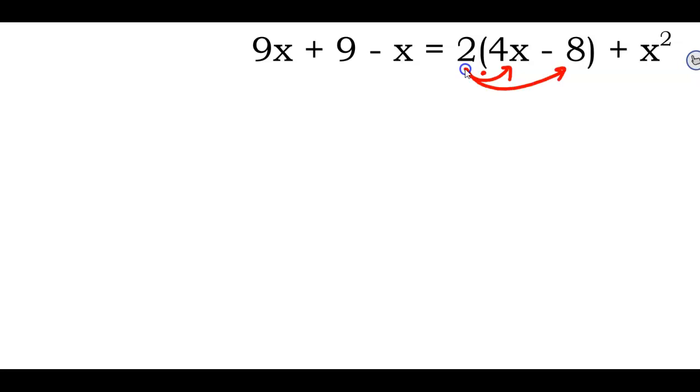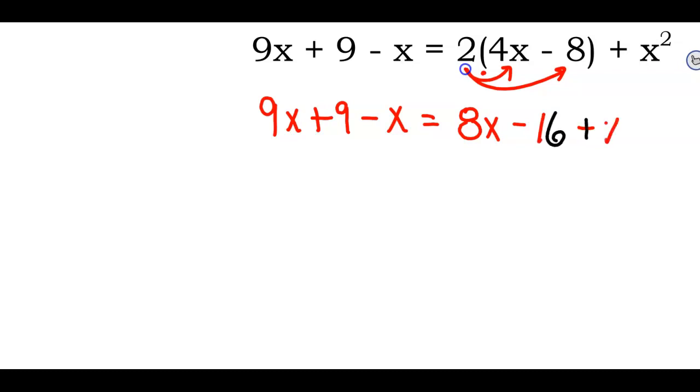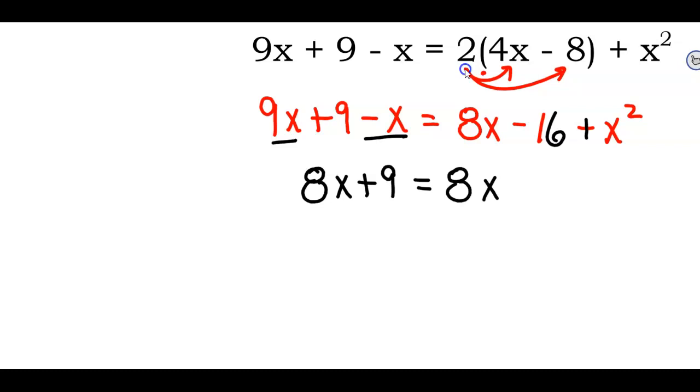On the left-hand side, I'm not going to mess with anything in this step because all I'm doing is taking care of the distributive. So I end up with 8x minus, if I take the 2 times 8, that gives me a negative 16. Again, the positive x squared over here is not affected by it, so we're not going to deal with that. We're going to identify the like terms over on the left-hand side, which gives me a 9x minus x, which just gives me 8x plus 9. There are no like terms on the right-hand side.